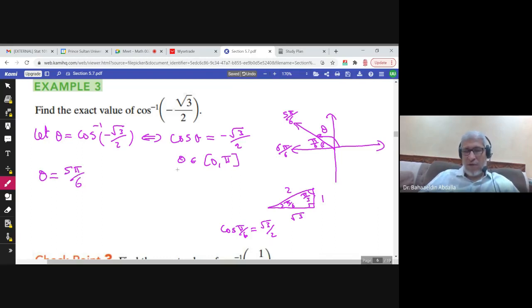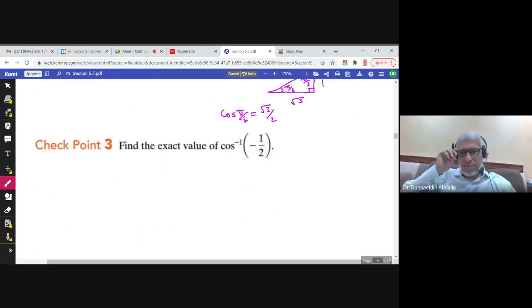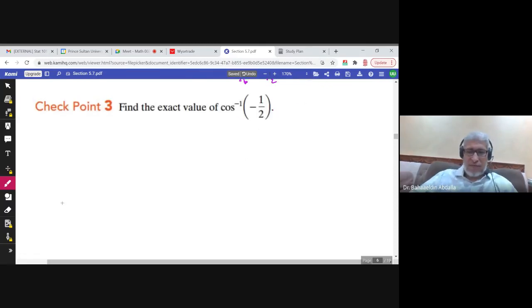If you use the calculator, cosine inverse of this number, the calculator will give you 5 pi over 6 and not anything else. Only one solution. Theta is 5 pi over 6. Another example, find the exact value of cosine inverse negative half. As usual, let us call cosine inverse negative half theta.